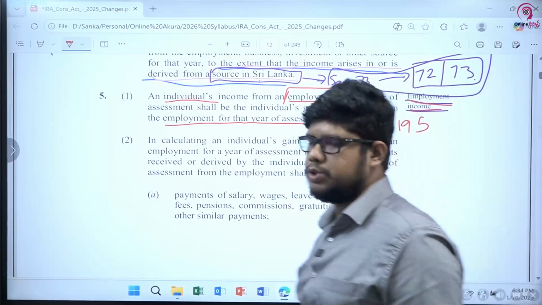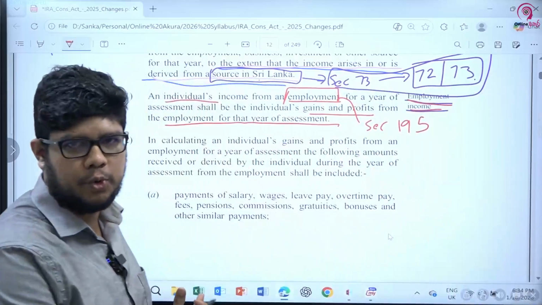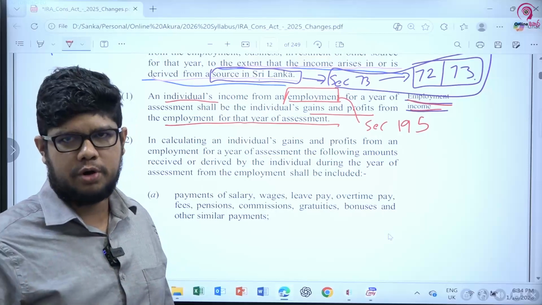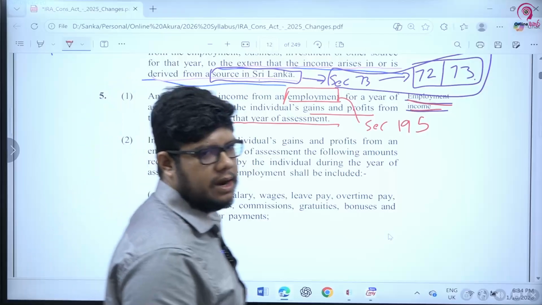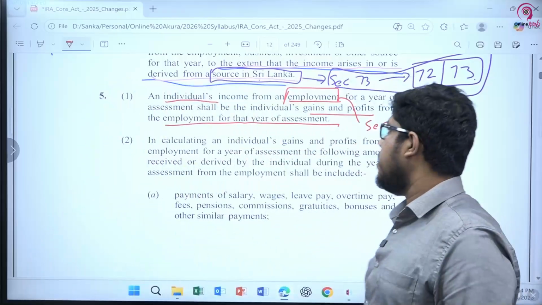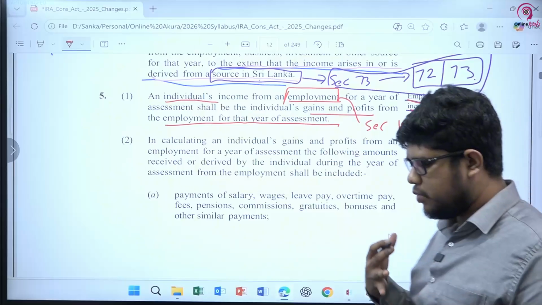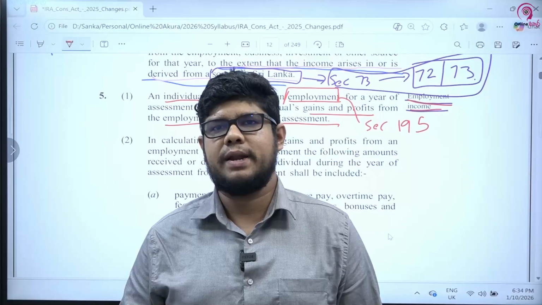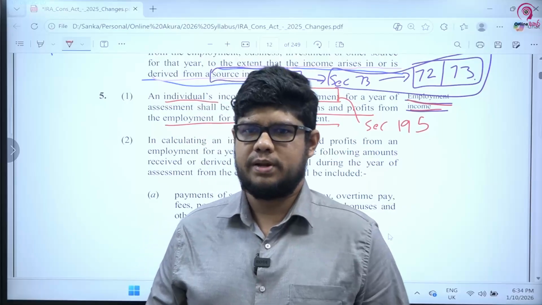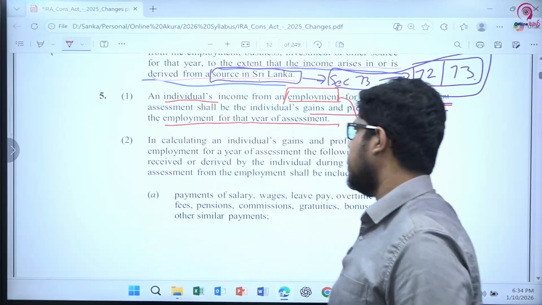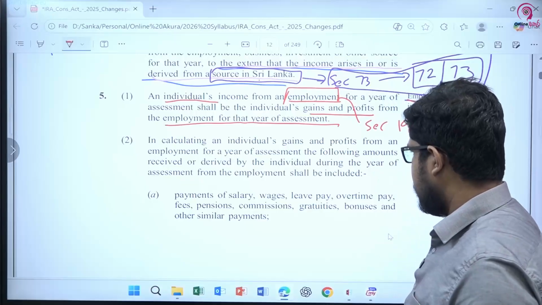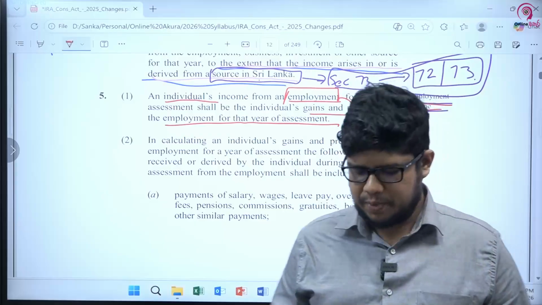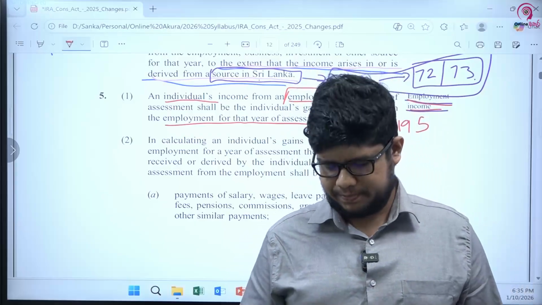You better note it in your books also. This is your textbook, right? This is the book. This is your class book note. Section 195, employment. Before going into anything else, we will first understand what is employment and what is not. That's a very crucial understanding we need to obtain. Let's go to section 195 and see what is employment and what is not employment.